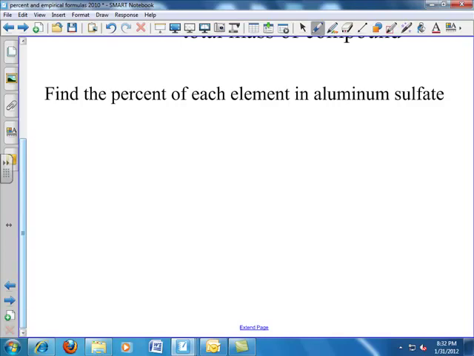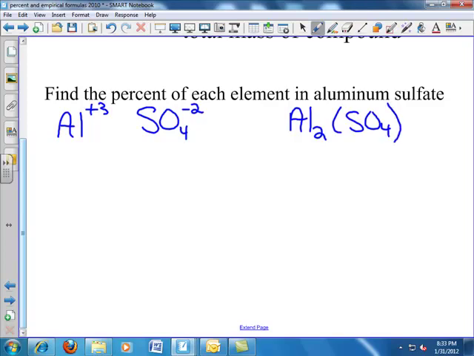And I will not get away from making you write formulas. So obviously, one of the tricks is going to be if you don't write the correct formula, then you are not going to get the correct percent compositions. So I have aluminum that has a +3 charge, and sulfate was one of the 5 that I told you to memorize a long time ago, and that's got a -2 charge. So the correct formula for aluminum sulfate is Al2(SO4)3. Okay, so that's aluminum sulfate.